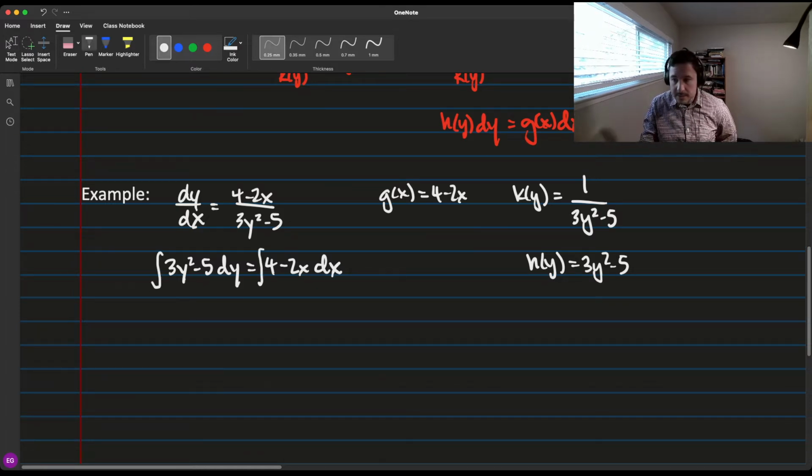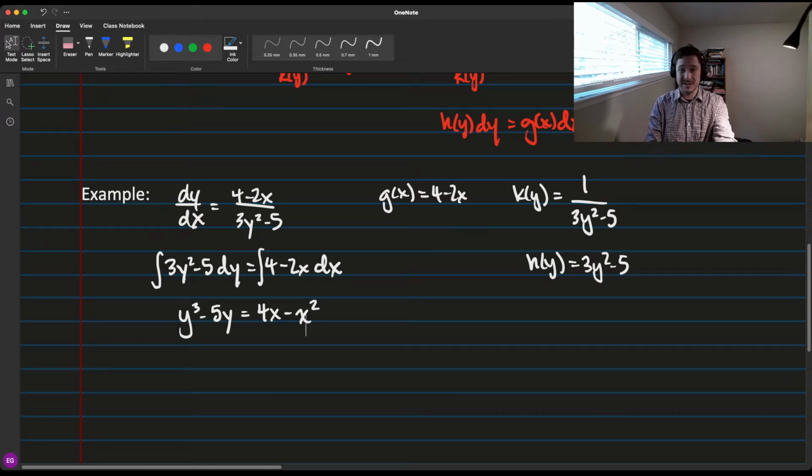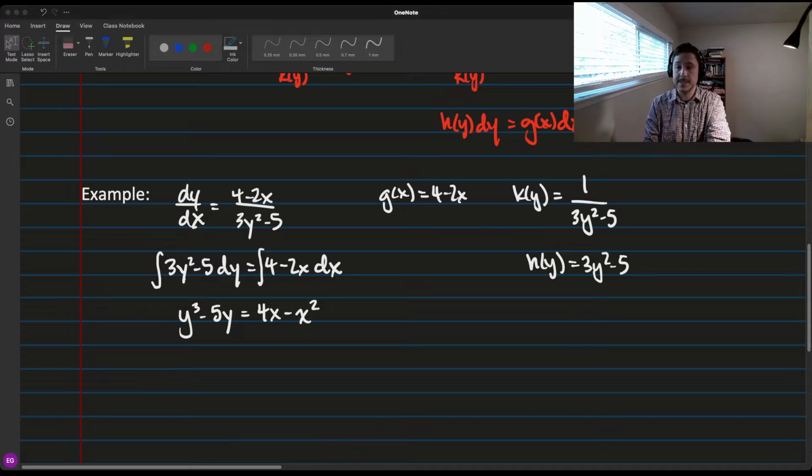And you integrate, leaving you with y cubed minus 5y equals 4x minus x squared. Okay. And this gives you an implicit solution, notice. The graphs of these look really weird, so I'm going to go over to Wolfram and we're going to show you what those look like. So you get like some really weird graphs.